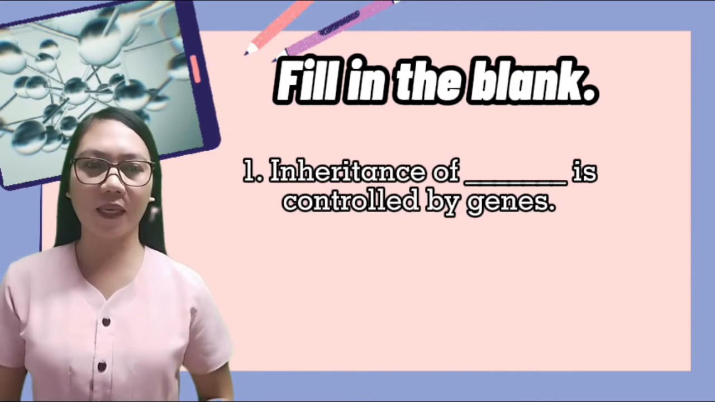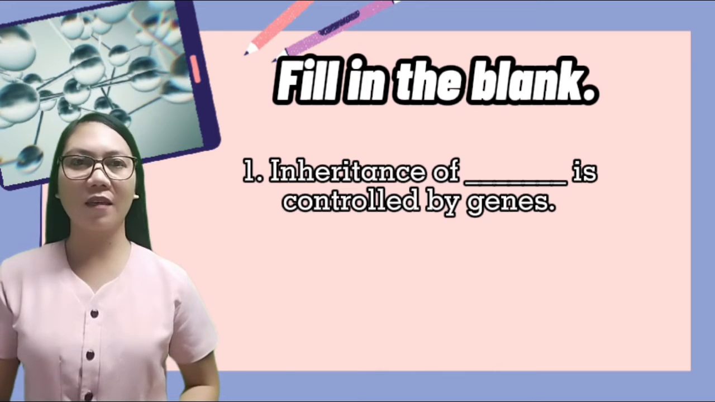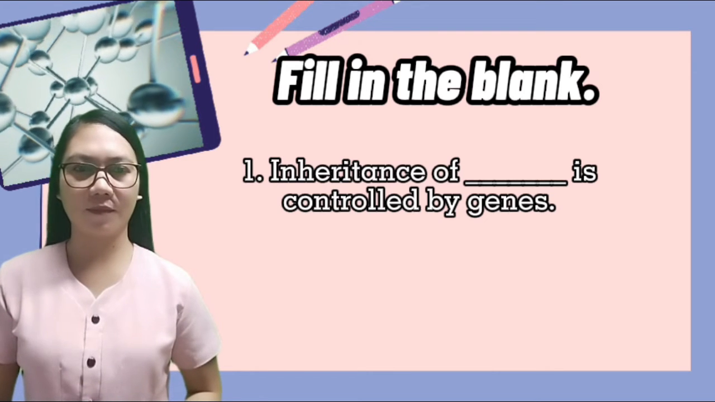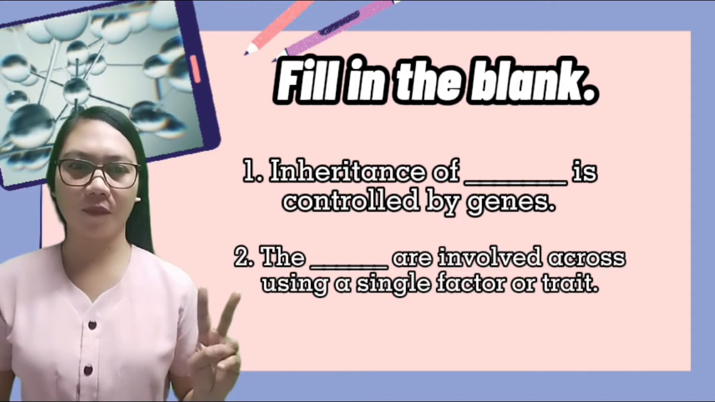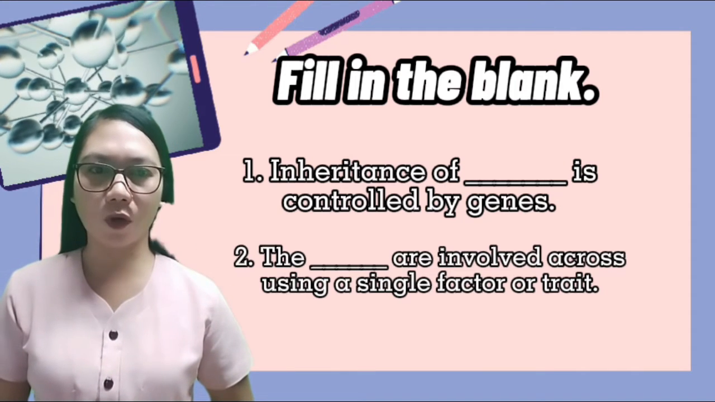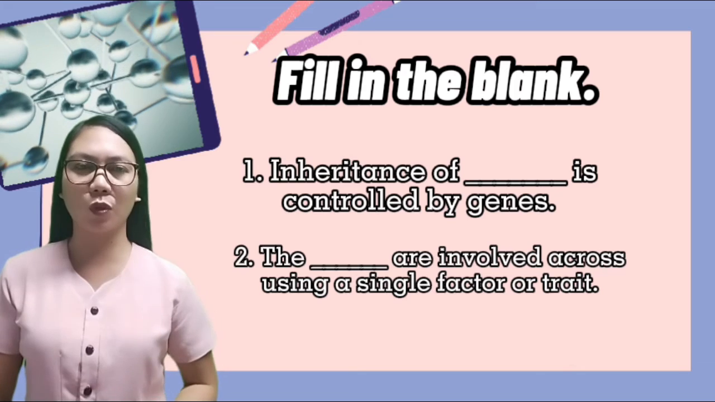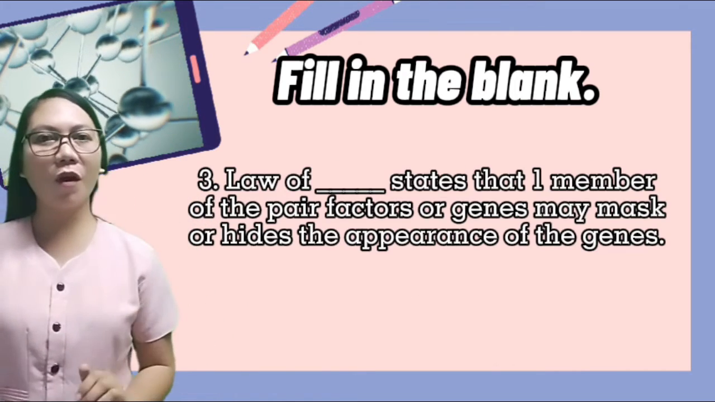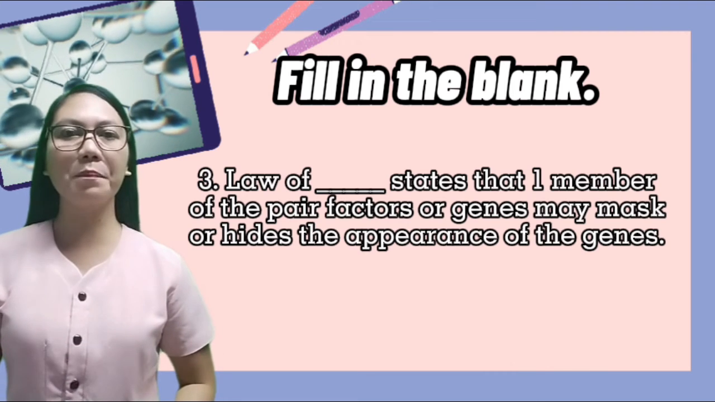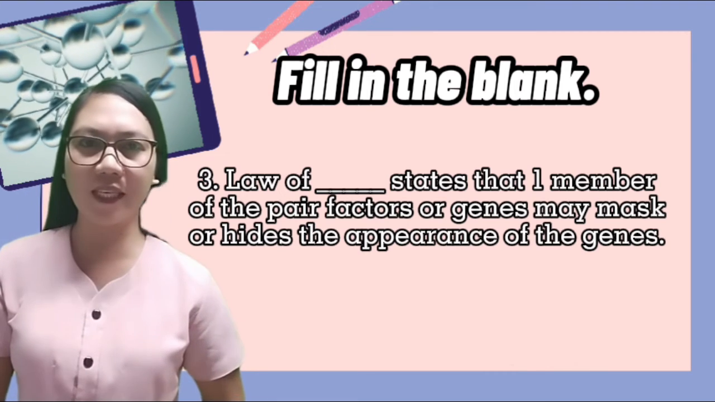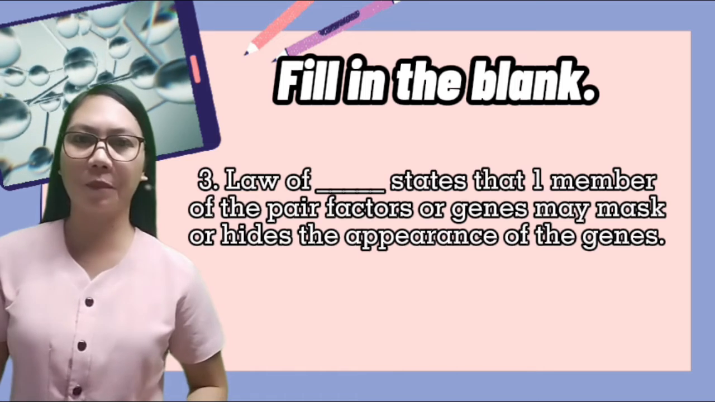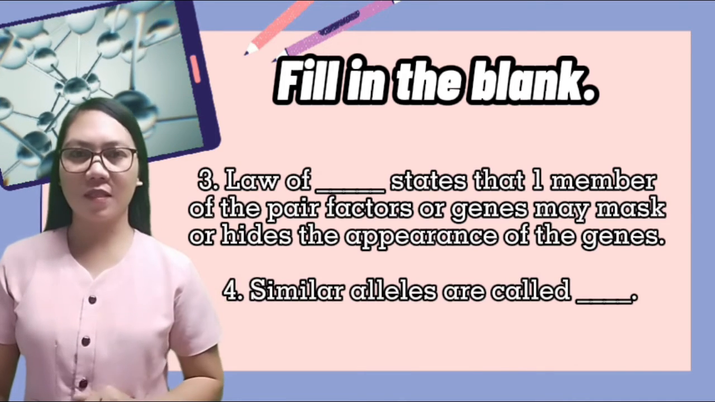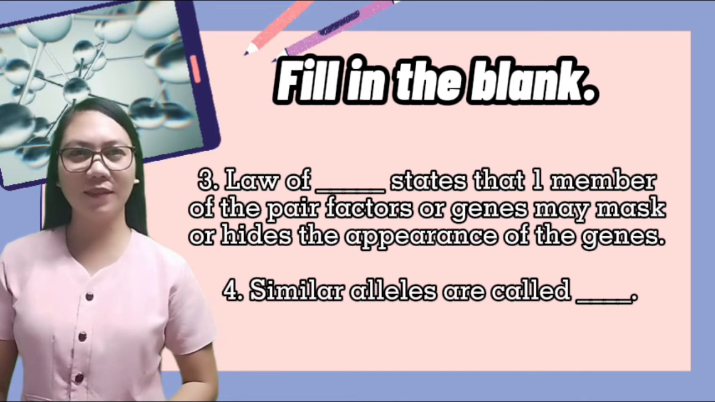inheritance of blank is controlled by genes. Number 2, the blank are crosses involving a single factor or trait. Number 3, law of blank states that one member of the pair of factors or genes may mask or hide the appearance of the other. Number 4. Similar alleles are called blank.